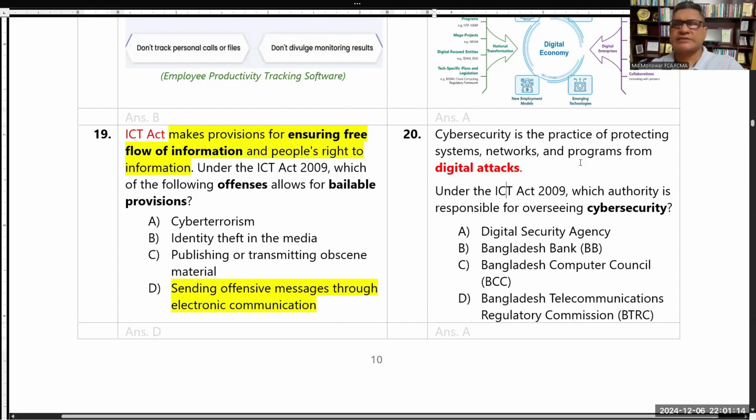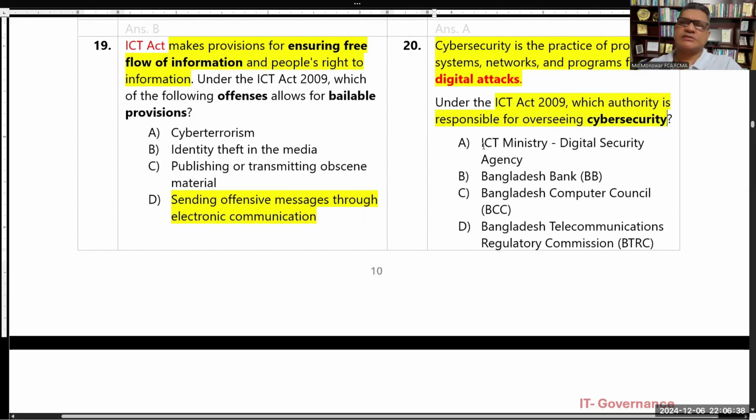Under the ICT Act, which authority is responsible for overseeing cybersecurity? So here, the authority responsible for overseeing cybersecurity is the ICT Ministry, the Digital Security Agency.